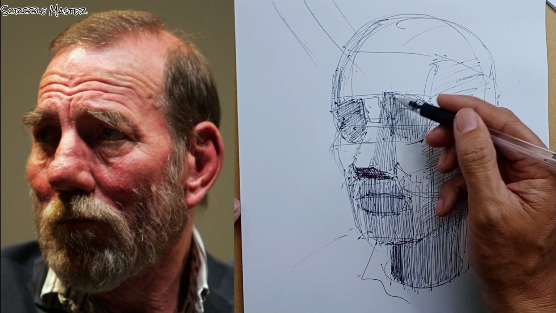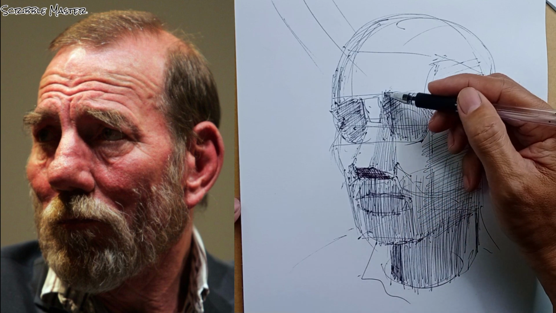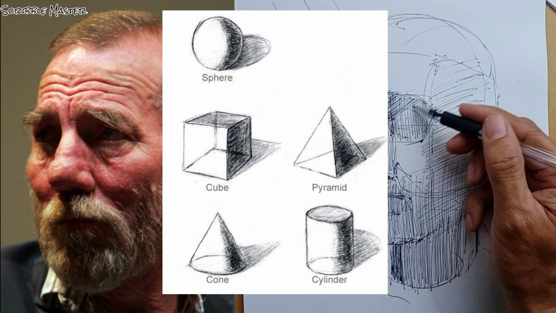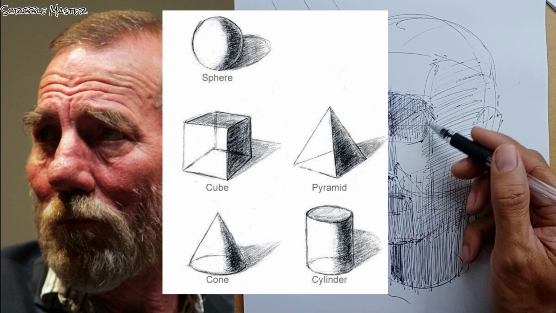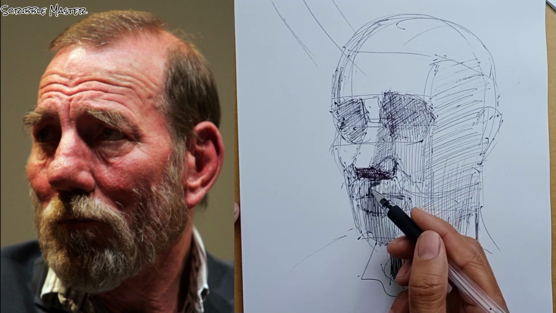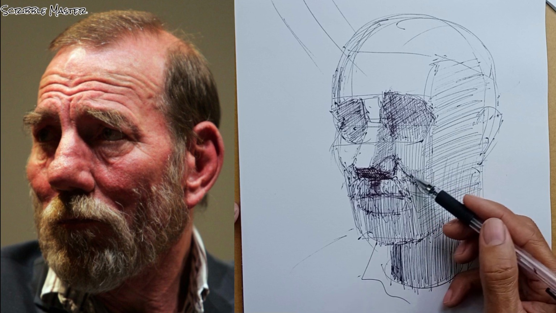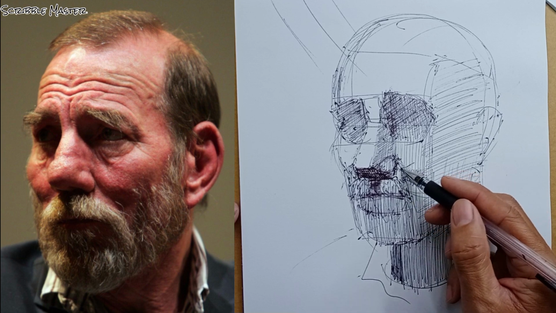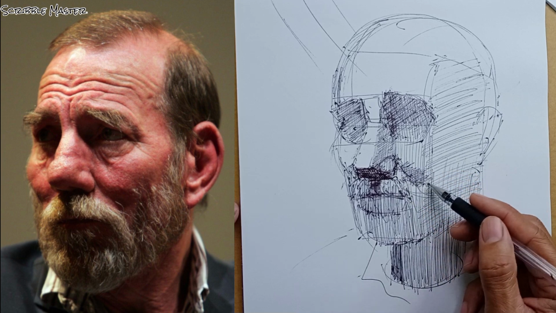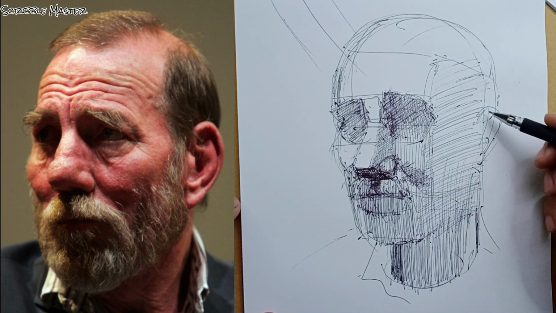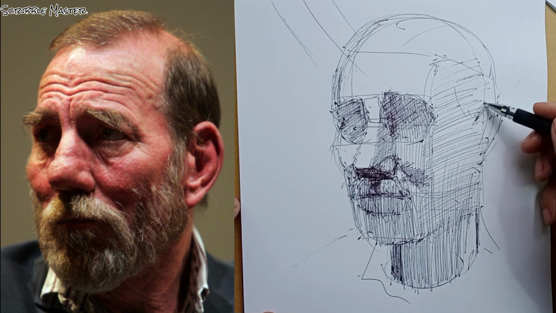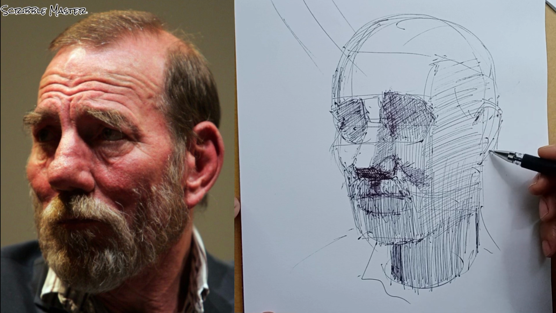If shading basic 3D shapes like spheres, cubes, or cylinders still feels unfamiliar, I recommend practicing those first. Mastering them will make portrait drawing much easier. Now that we've established the overall shape and shading, we can start adding some of the details.